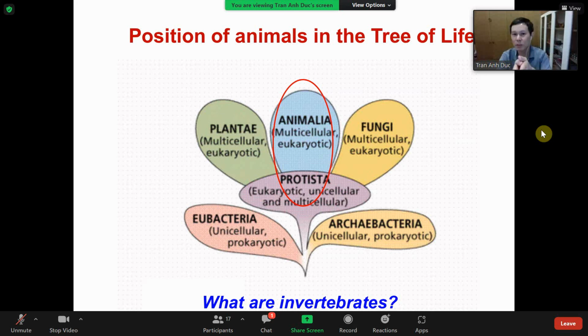So part of the Protista and most of the Animalia, except for the vertebrates, sorry. In this course, we do not study fish, birds, and mammals, of course. So you see the position, right? These are what we call animals, so-called animals in the tree of life.